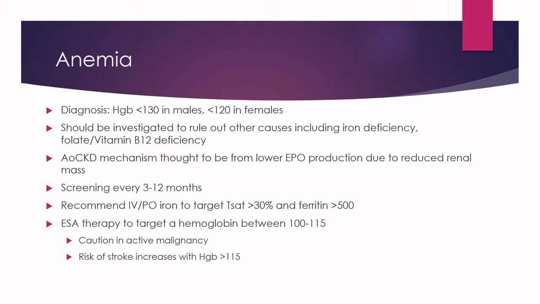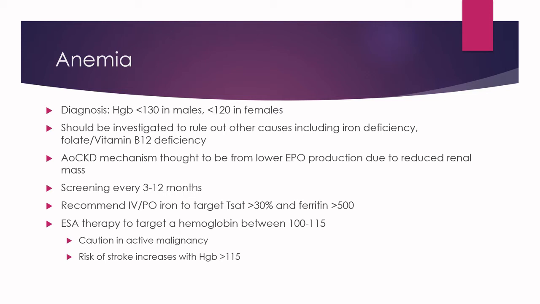Let's talk about anemia of chronic kidney disease. As you know, anemia is diagnosed with a hemoglobin of less than 130 in males and 120 in females. Anemia of chronic kidney disease is a diagnosis of exclusion, and so CKD patients who develop anemia should be investigated to rule out other causes, including deficiencies of iron, folate, or vitamin B12. The mechanism of anemia of chronic kidney disease is thought to be from lower erythropoietin production due to reduced renal mass. CKD patients are screened for anemia every 3 to 12 months, depending on their KDIGO risk classification.